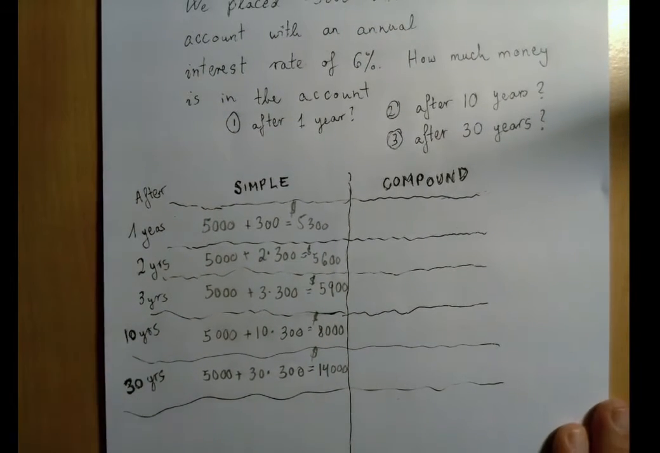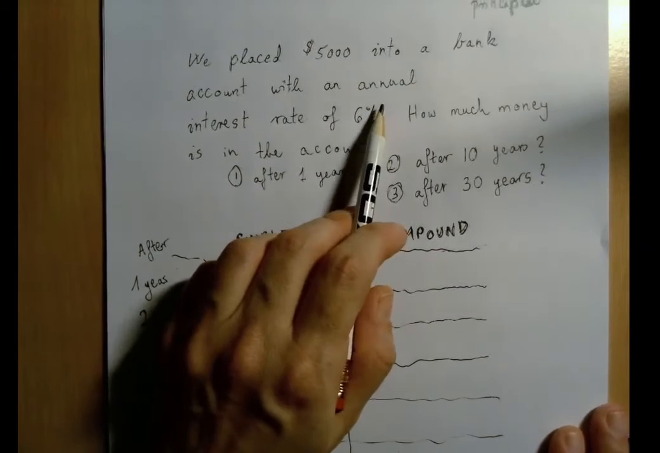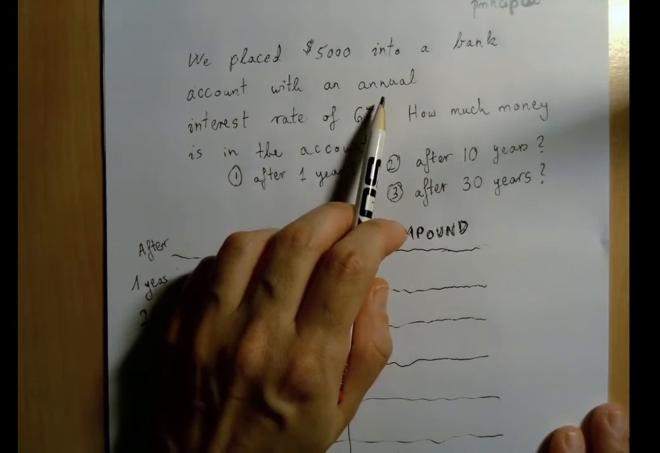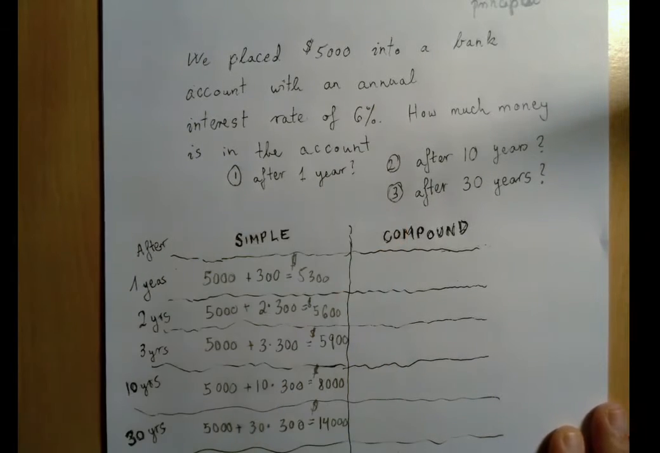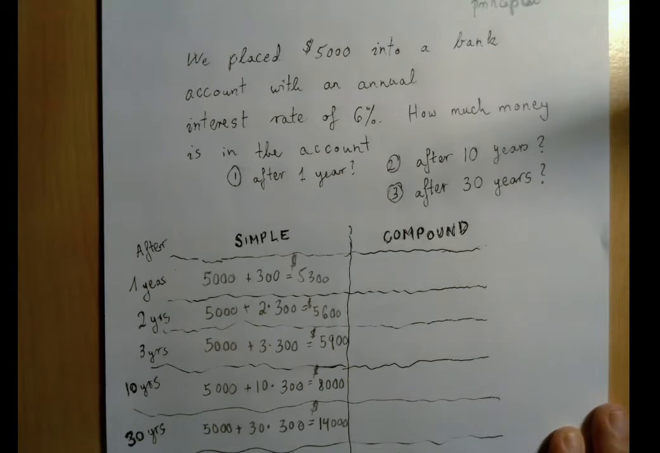By the way, the word annual is from annum, which is a Latin word meaning year. So if they say a monthly interest rate, then it's the number of months, and every month you get interest payments. But the yearly is expressed with annual.